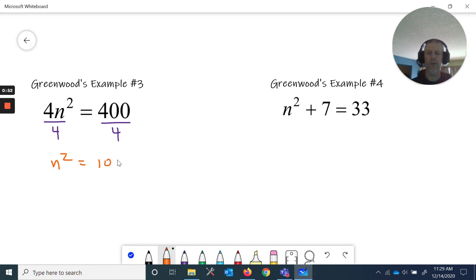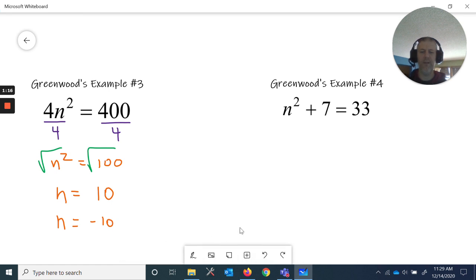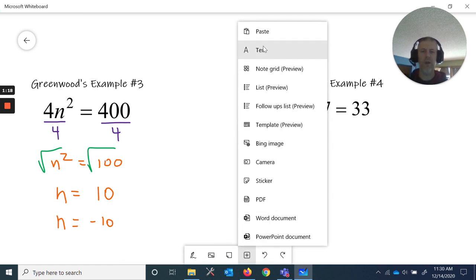equals exactly 100. And then if I square root both sides, so square root of n squared, square root of 100, I remember that 10 times 10 is 100, so n is 10. And I'm also going to remember this is an n squared, so the fundamental theorem of algebra is not going to get me this time. Negative 10 is also a solution. Negative 10 times negative 10 is 100.